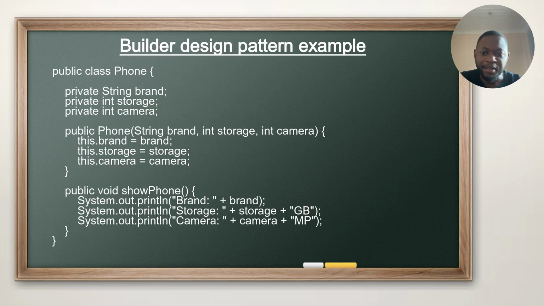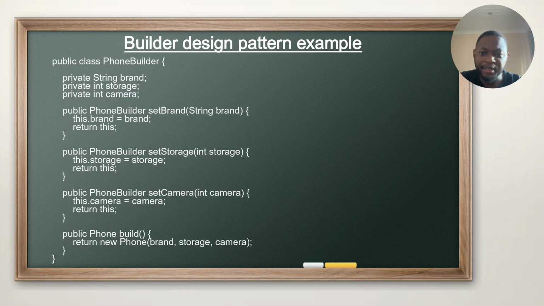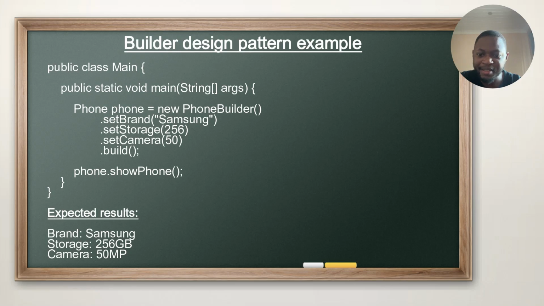So let me go back to show you guys the show phone method, what it has. We're just printing out the attributes in a proper way. The expected results are as they're shown here when we try to invoke the show phone method. Next we'll be coding this example. And when we code stuff, things start to make a whole lot of sense.